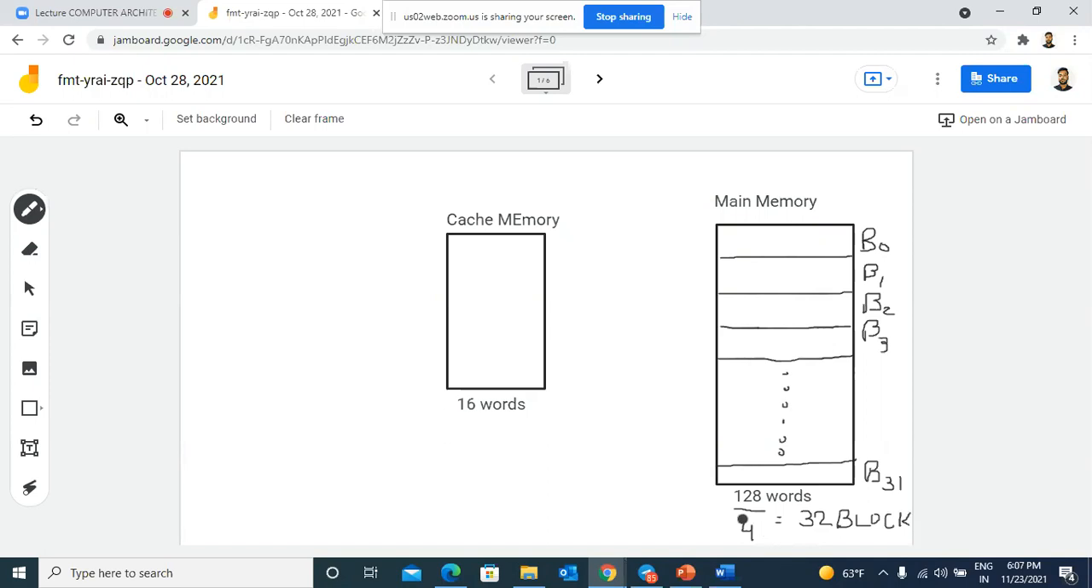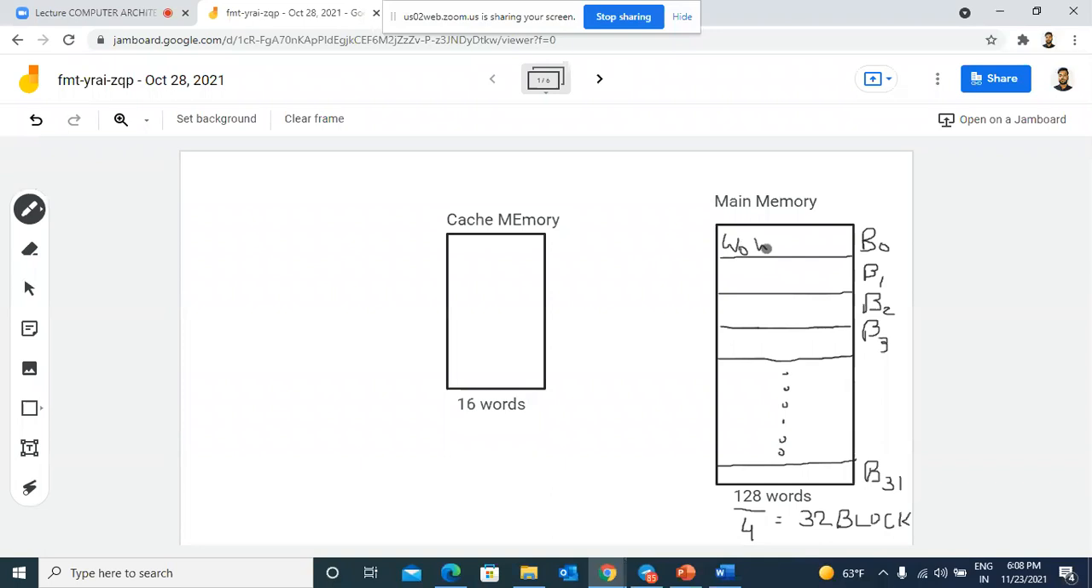So the block size is 4, and if you divide the total length by it, then 32 blocks are there. One block, the block size is 4. 4 words can remain in the first block.